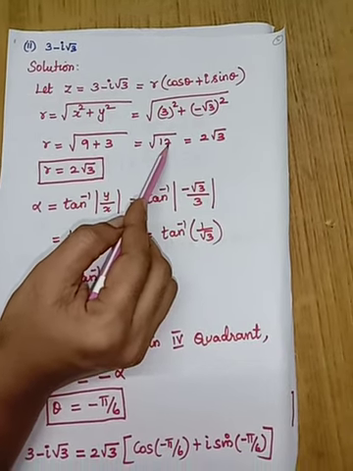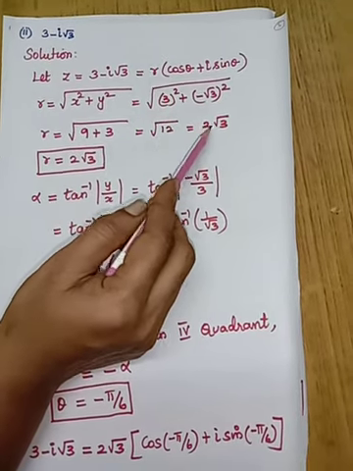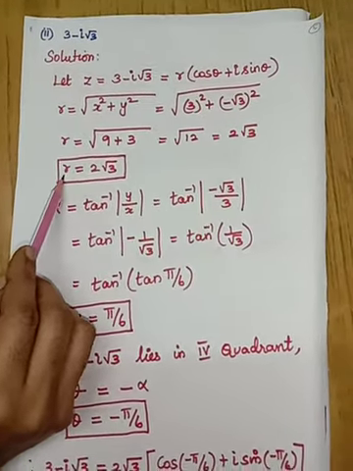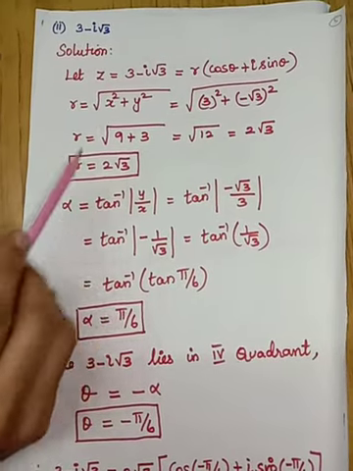12 can be written as 4 into 3. So the square root of 4 is 2, so it is 2 root 3. So you have found R is equal to 2 root 3. Next, what do you have to find?